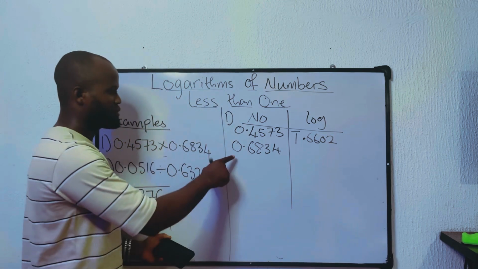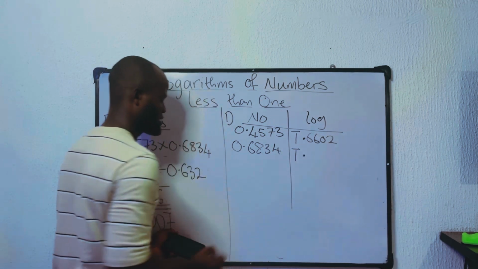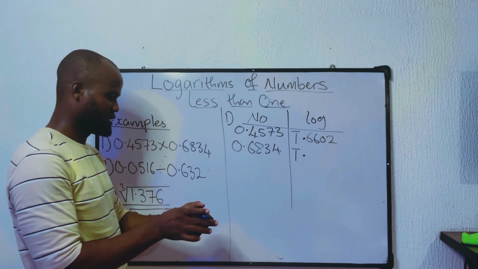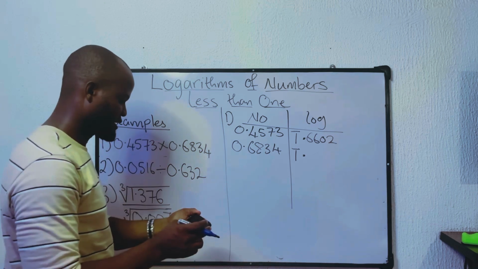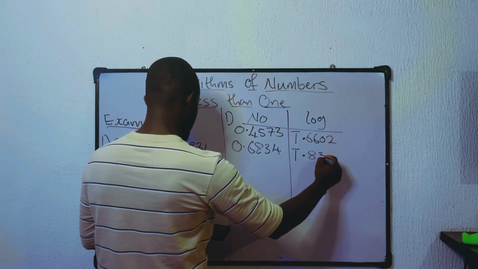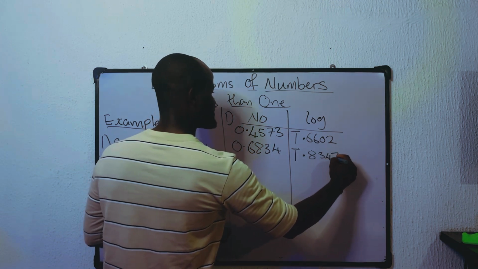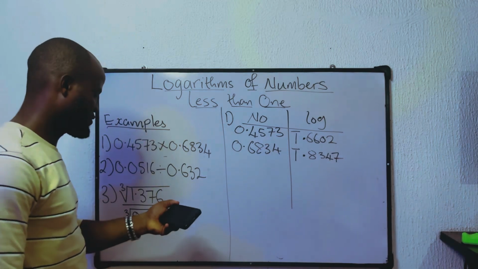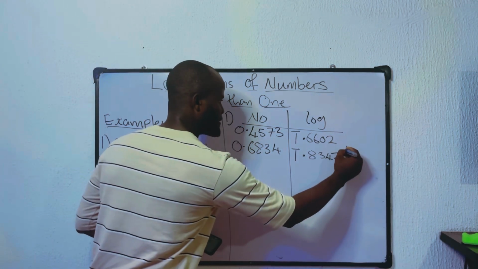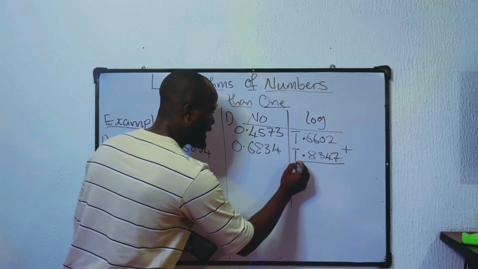And then the next one, we still have one zero, that means bar 1 point. So we are looking for the logarithm of 6.834, and that gives us 0.8347. So the next step is to add. Now you've gotten the powers, that is the logarithms. So you will now add it up together.